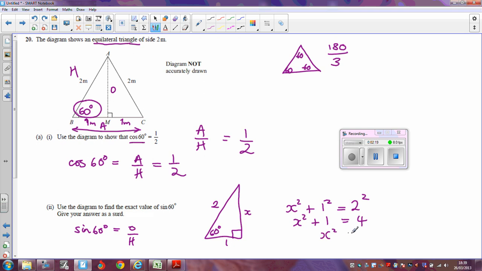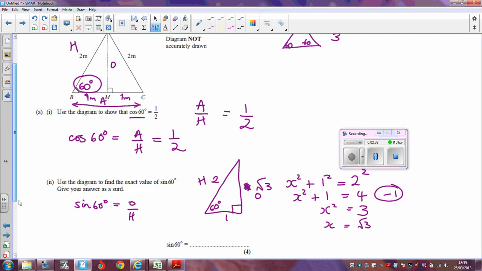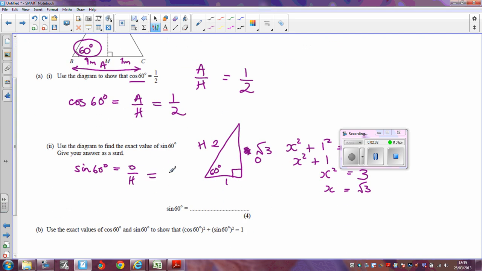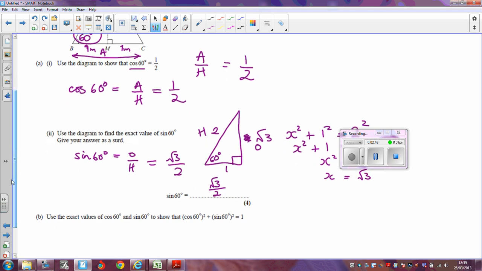So x squared plus 1 times 1, which is 1, equals 2 times 2, which is 4. x squared plus 1 is 4, so x squared is going to be 4 take away 1, so x squared is equal to 3, so x is equal to root 3. So the height of this triangle is root 3. Now we're trying to find sine 60, which is the opposite divided by the hypotenuse. So sine 60 degrees is root 3 divided by 2.